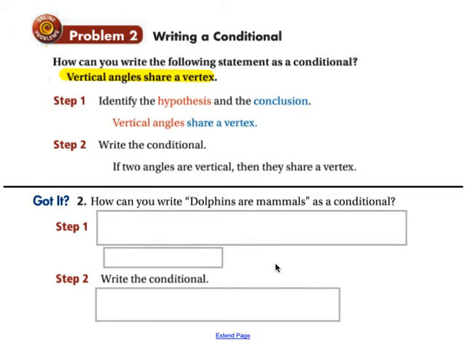So you're just adding the words if and then and putting the stuff in between that you've already identified in step one. Here's another example for you to try. I think it's a good idea for you to pause the video and try it on your own, and when you come back, I'll give you the answers.